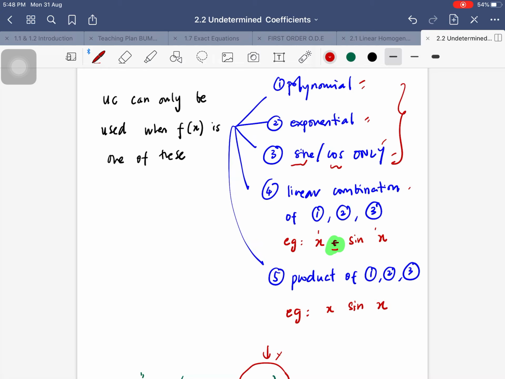For example, if I have an equation that looks like this, y double prime plus y prime plus y equals 1 over x. Is this a polynomial? No, because this is x to the power of -1. A polynomial is only concerned with x raised to a positive power. When it's negative, it's not a polynomial, it's called a rational function. For cases like this, can you use UC? The answer is no, it's not among what is listed here. You can only use it for polynomial, exponential, sine, and cosine. Other than that, it's a big no.